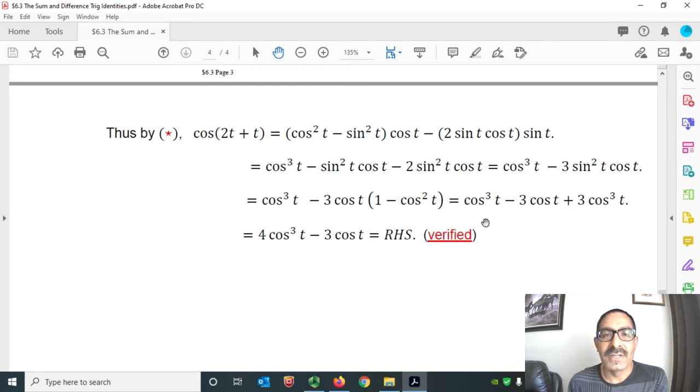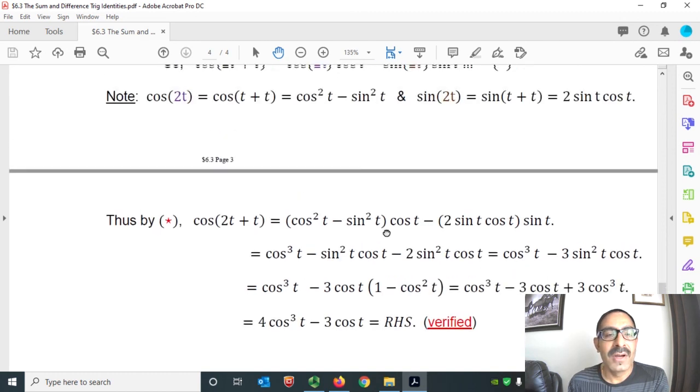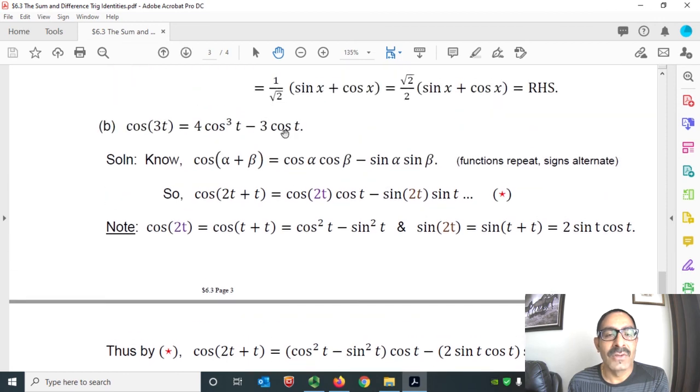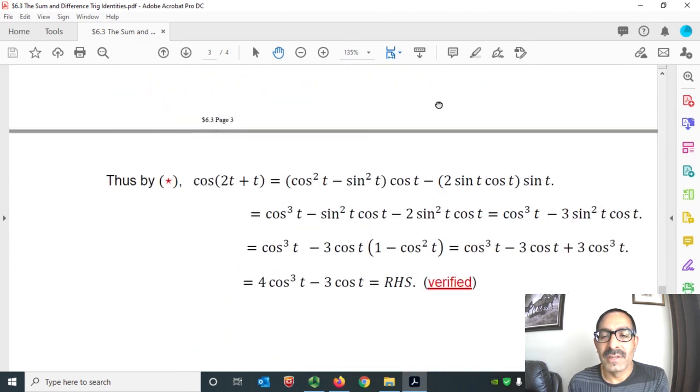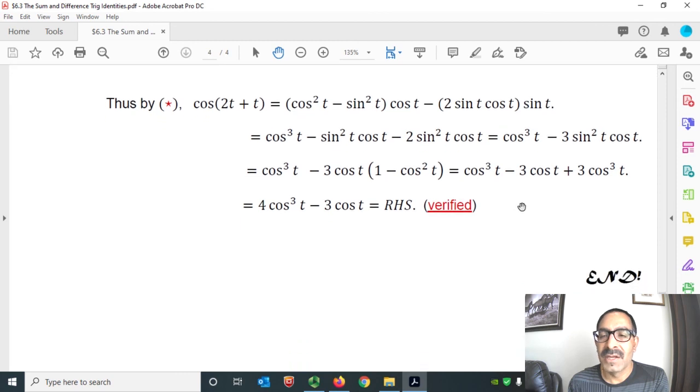All of our trig function is in cosine form here because our right hand side is all in cosine form. So in the last line, now let's combine 3 cosine cube t and cosine cube t, the first term and then the third term. Then we will get the final answer 4 times cosine cube t minus 3 times cosine t. This is the right hand side, hence we verified this trig identity. Great. So we finished these sections. Thank you.